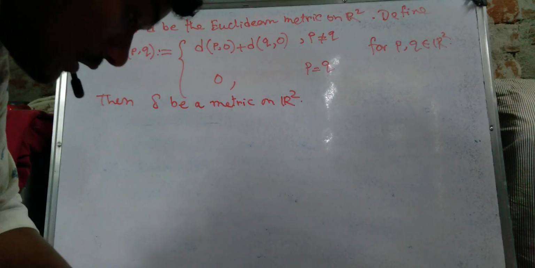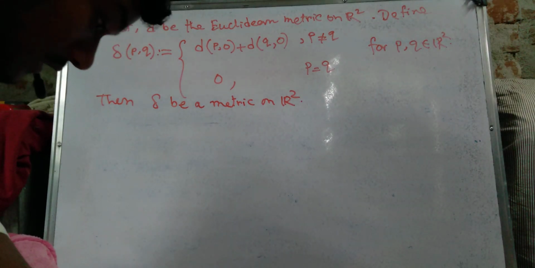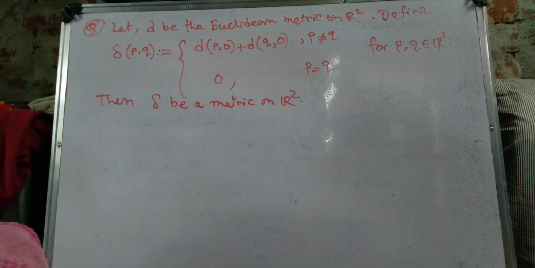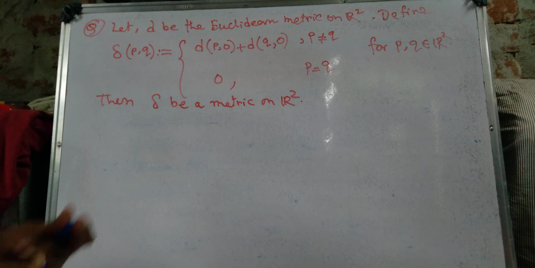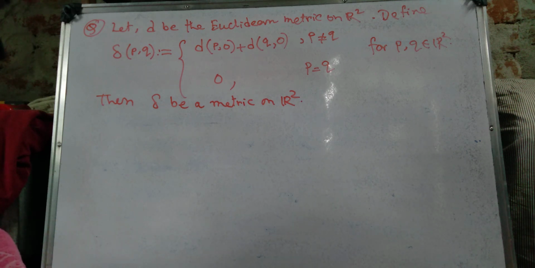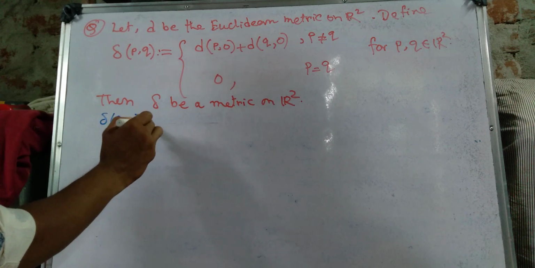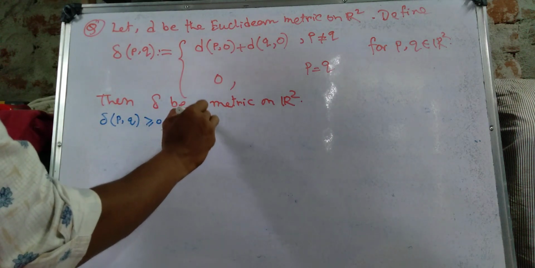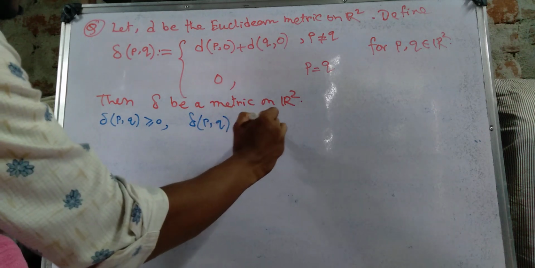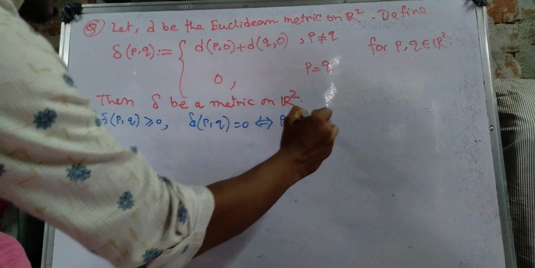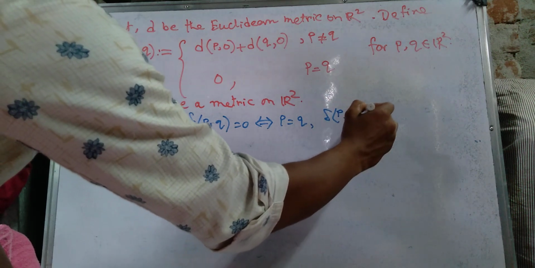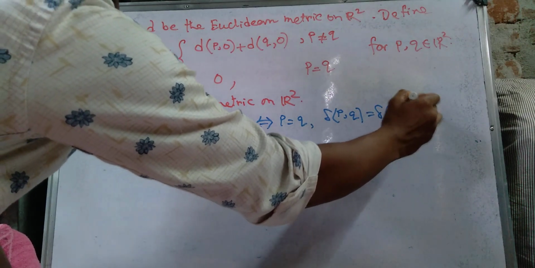Okay, and what is the ball B_delta(p, epsilon) for small epsilon greater than 0 and p not equal to 0? Now we start with these things. Obviously delta(p,q) is greater than or equal to 0, and delta(p,q) equal to 0 implies p equals q, and delta(p,q) equals delta(q,p).